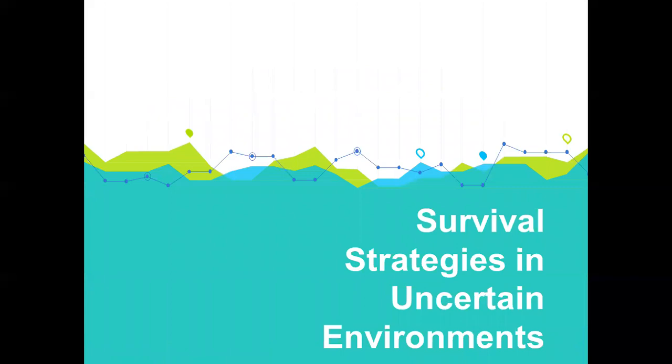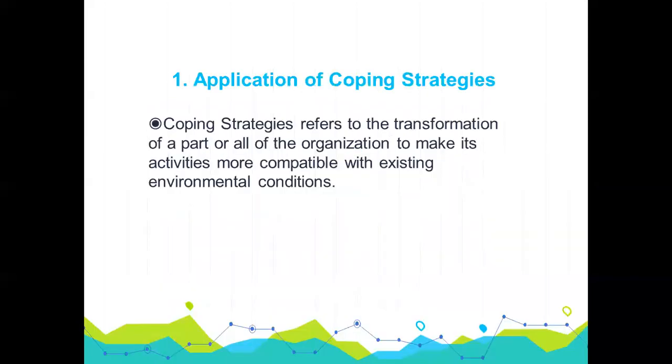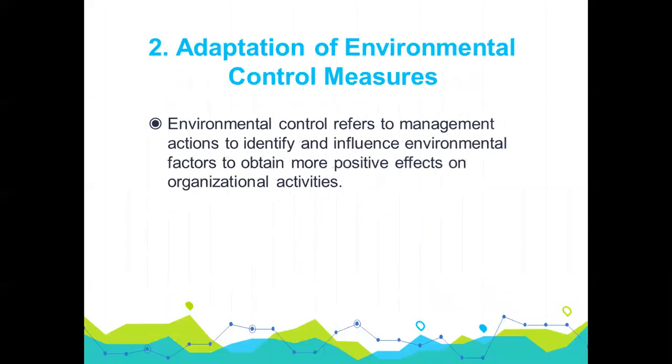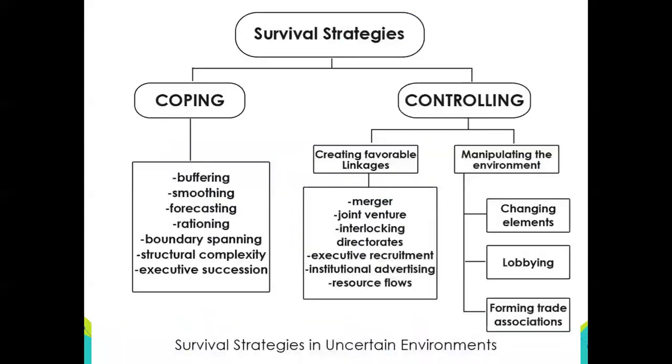Survival strategies in uncertain environments. Application of coping strategies. Coping strategy refers to the transformation of a part or all of the organization to make its activities more compatible with existing environmental conditions. Adaptation and environmental control measures. Environmental control refers to management actions to identify and influence environmental factors to obtain more positive effects on organization activities. We have here the two survival strategies: coping and controlling.